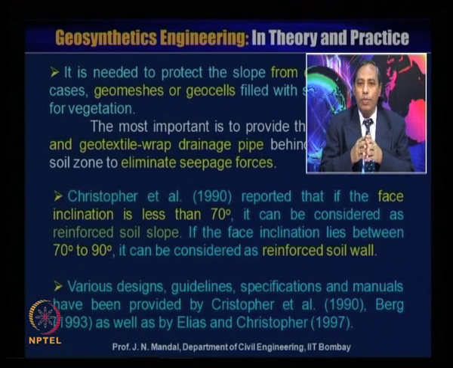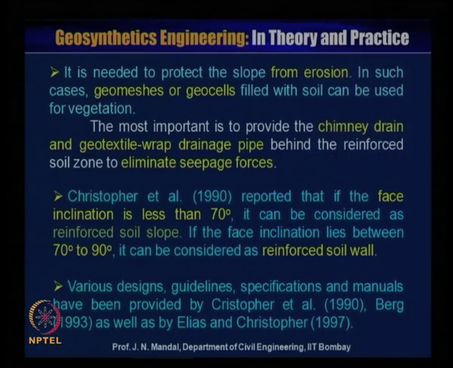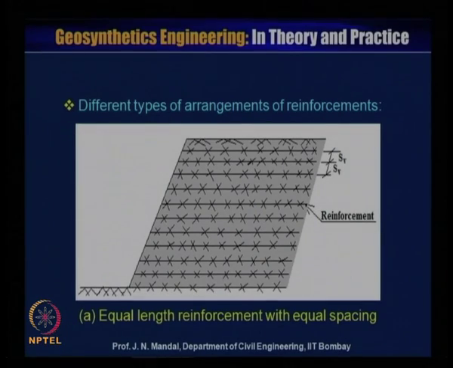Christopher et al. 1990 reported that if the face inclination is less than 70 degrees, it can be considered as reinforced soil slope. If the face inclination lies between 70 to 90 degrees, it can be considered as reinforced soil wall. Various design guidelines, specifications and manuals have been provided by Christopher et al. 1990, Berg 1993, as well as by Elias and Christopher 1997. So, various geosynthetic reinforced soil specifications and designs are also available.